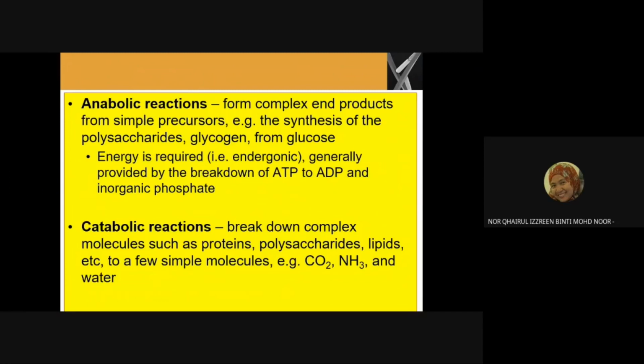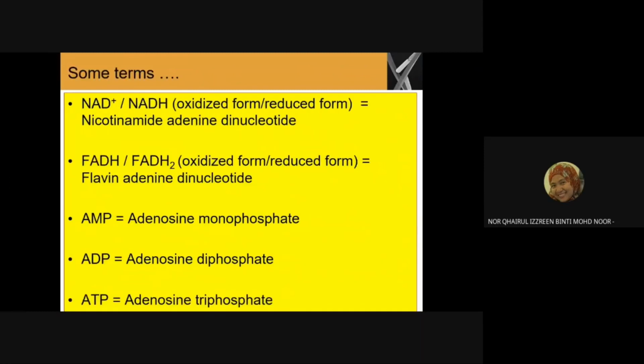And catabolic reactions are the breaking down of complex molecules like proteins, polysaccharides, and lipids to simpler molecules like carbon dioxide, ammonium, and water molecules. So these are some terms that you need to know and be familiar with.